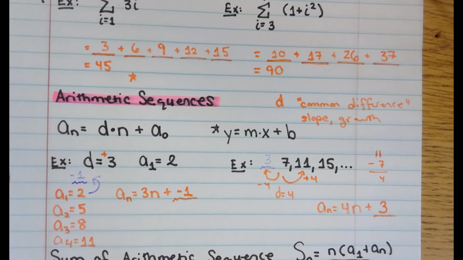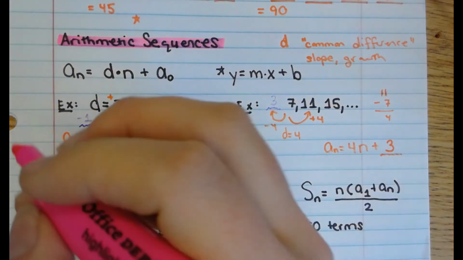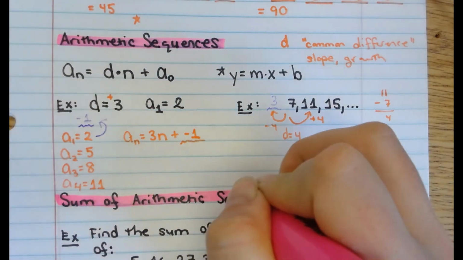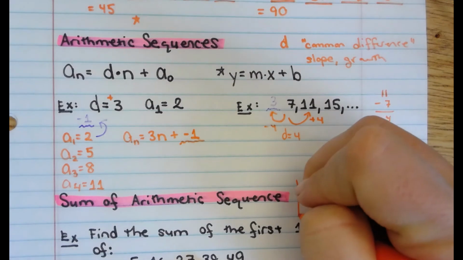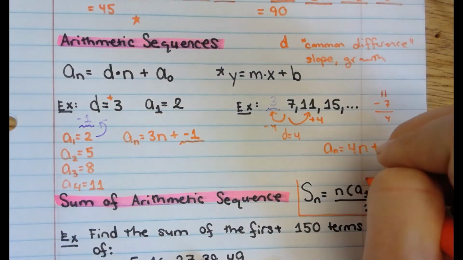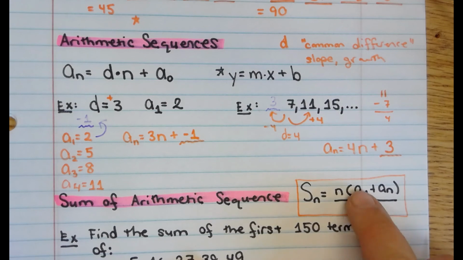Okay, last goal of today. We are going to work on finding the sum of an arithmetic sequence. And the formula is right here. S, big S for sum, number of terms you want to find it for, times the first term plus the last term, and then divide it by 2.